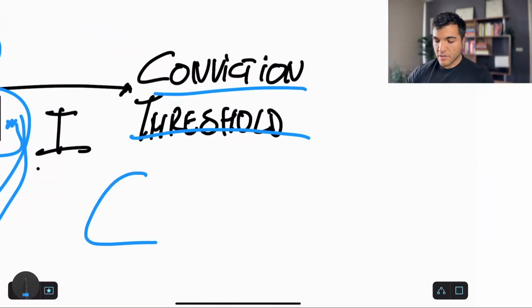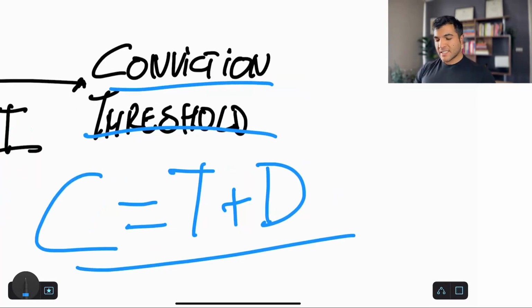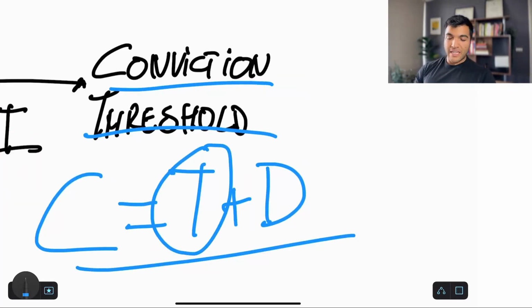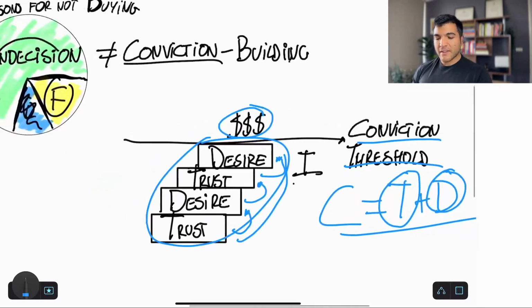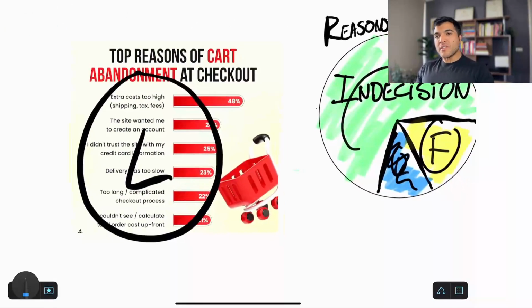So conviction equals trust plus desire. And there are over 17 ways we use to build trust with emails and over 7 ways we use to build desire through email, but that's not the main point of this video. The main point is that if someone abandons their cart and doesn't buy, it's because they didn't want the product bad enough, which is a sign of a lack of desire, or they didn't trust the brand and the products enough. So this is powerful.